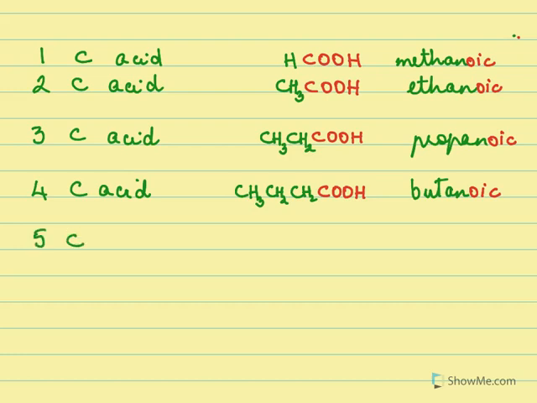Now for the fifth one, with 5 carbon acid will be pentane. You remove the E and put OIC, pentanoic acid, and here it will have COOH because it is an acid. It has to have 5 carbons. 1 carbon is already there, so we have 1, 2, 3, 4, 5 carbon. The middle carbons always have 2 hydrogens. It's the last carbon that has got 3 hydrogens. So this is pentanoic acid.